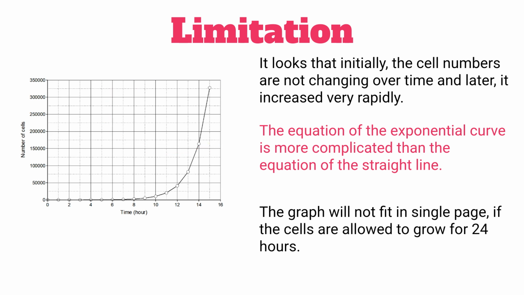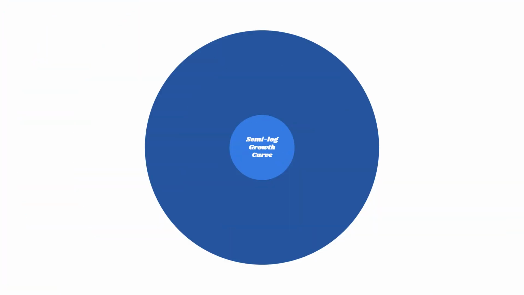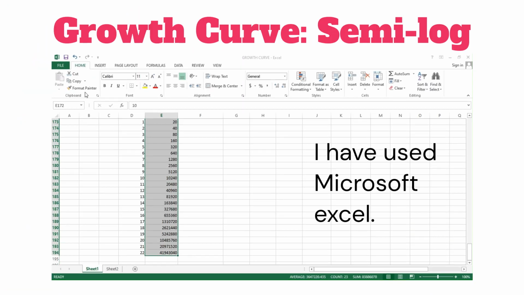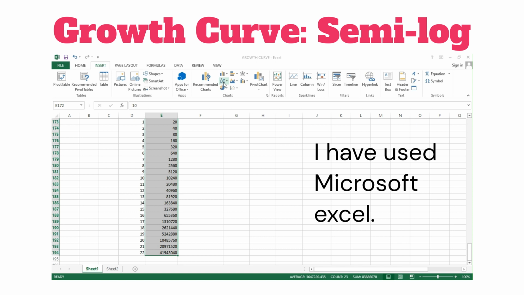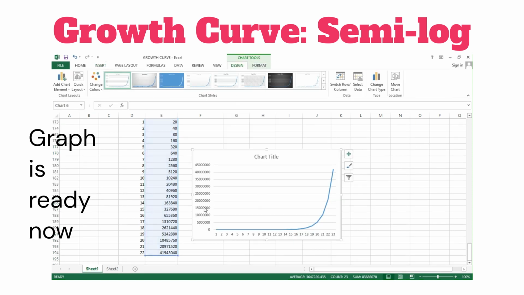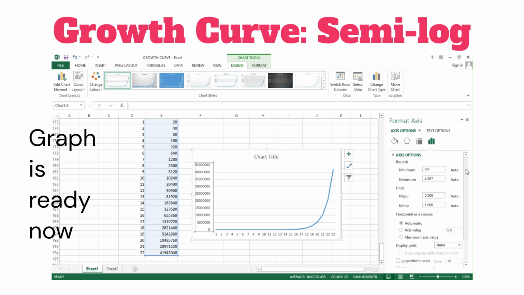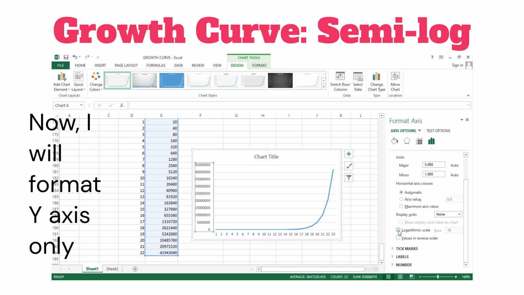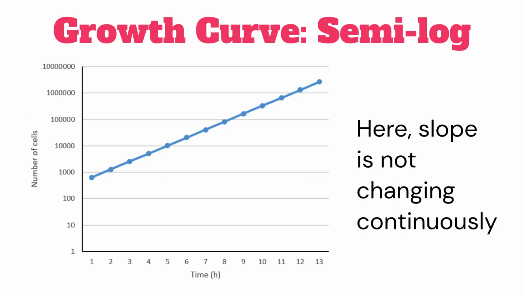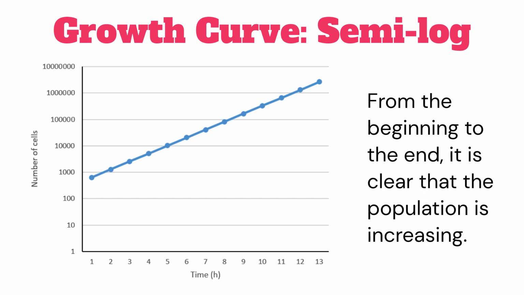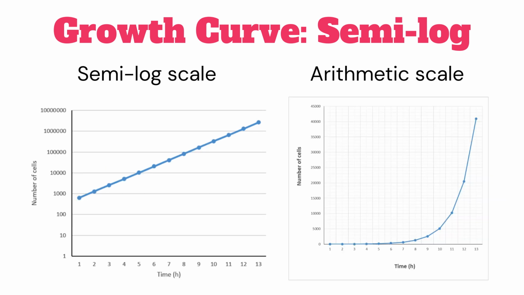In order to solve this problem, the number of cells is plotted on a logarithmic scale and time is plotted arithmetically, and that's why this graph is called a semi-logarithmic plot. The points fall on a straight line. The straight line reflects the fact that the cells are growing exponentially and the population is doubling in a constant time interval, and here in this area also. Semi-logarithmic graphs are also convenient to use to estimate the generation time of a microbial culture from a set of growth data. The equation of the straight line is also very simple.